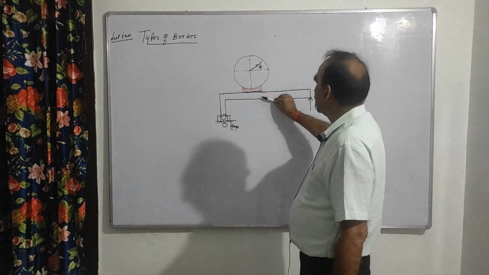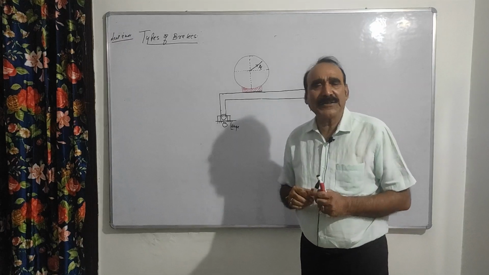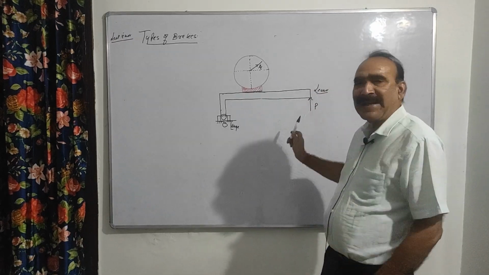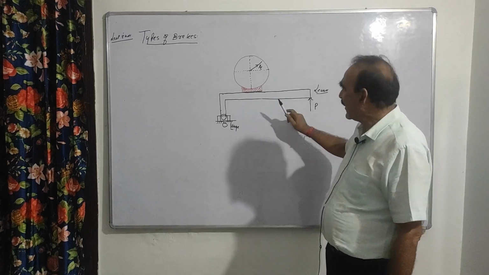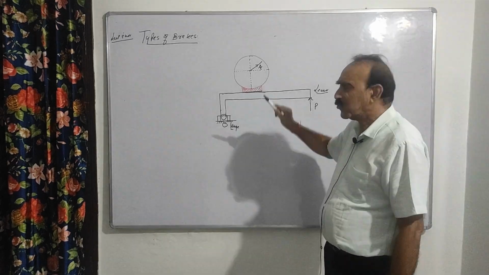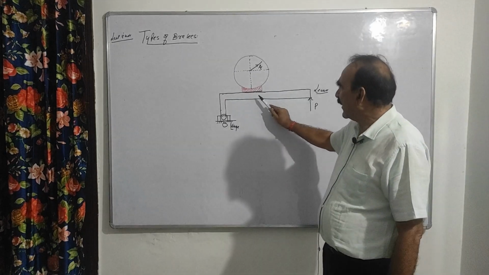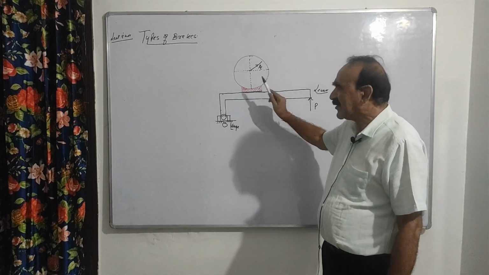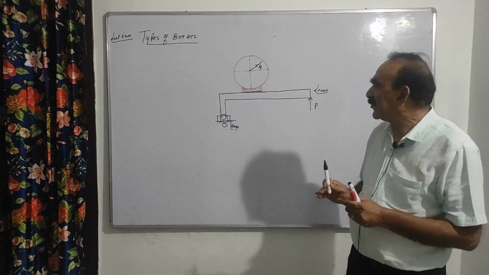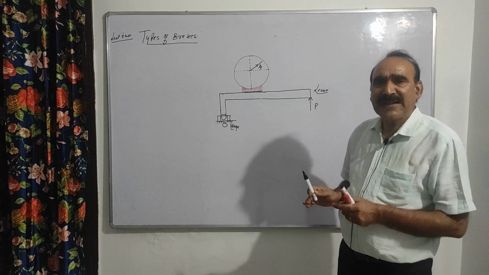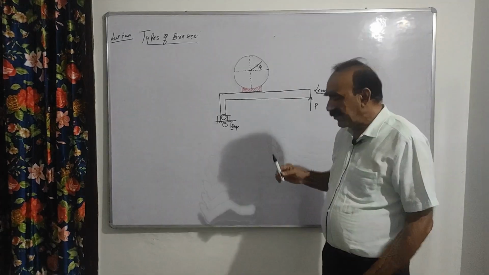When the drum is rotating and we want to stop it, we will apply the force on the lever, and the shoe will attach to this drum. When the shoe is made to contact with the drum, a frictional force is developed between the shoe and the drum, and that frictional force will stop the rotation of the drum. This is about this.